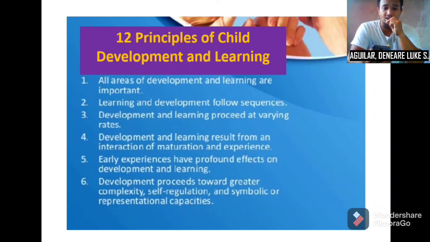Number 5. Early experiences have profound effects on development and learning. Early experiences have profound effects, both cumulative and delayed, on a child's development and learning, and optimal periods exist for certain types of development and learning to occur. Number 6. Development proceeds toward greater complexity, self-regulation, and symbolic or representational capacities.